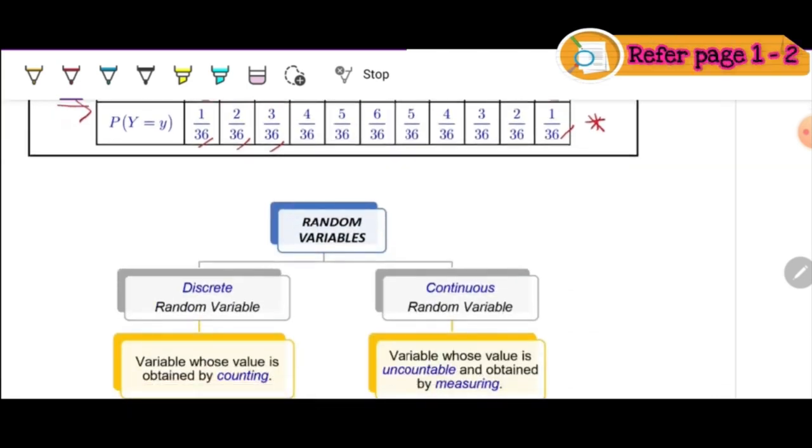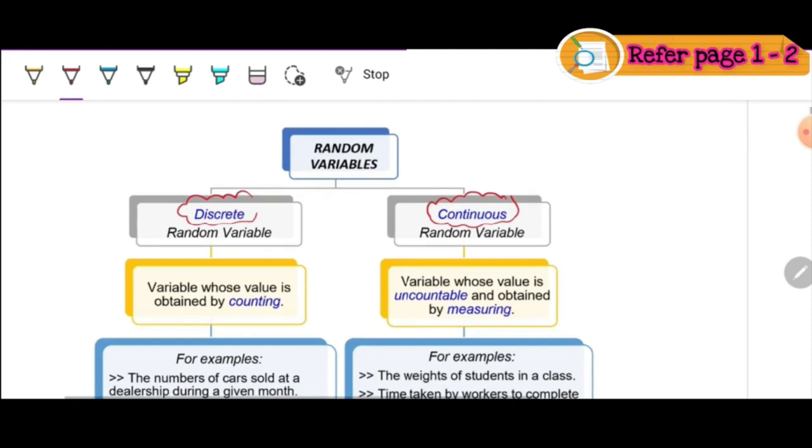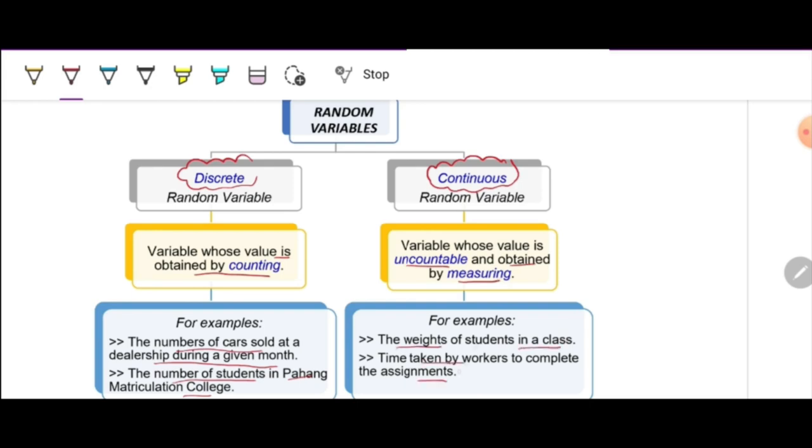Actually, there are two types of random variable, which are discrete and continuous. A discrete random variable is a value obtained by counting. For example, the number of cars sold at a dealership during a given month, or the number of students in the class. A continuous random variable is uncountable and obtained by measuring. For example, the weight of students in a class and the time taken by workers to complete the assignment.